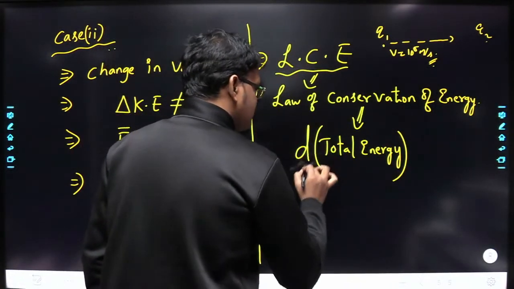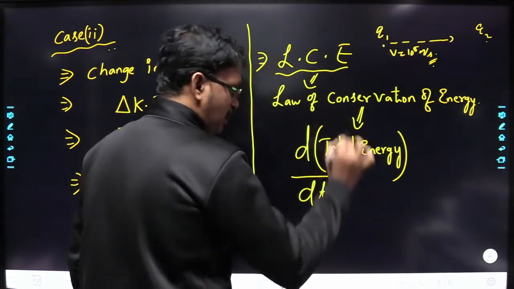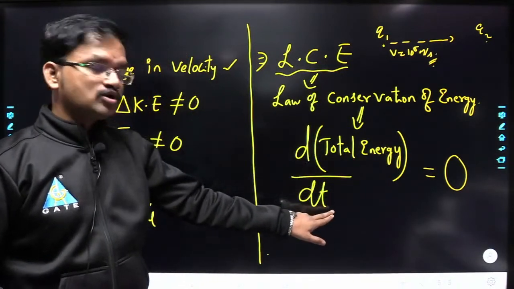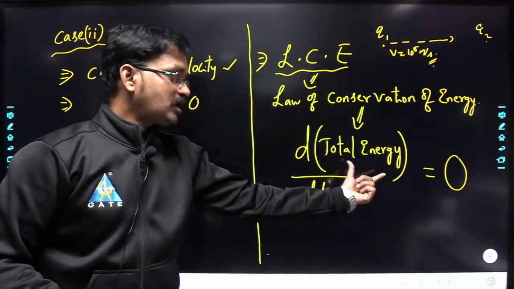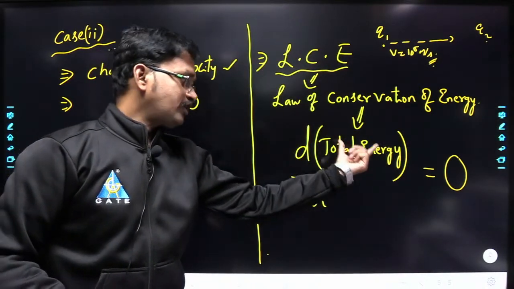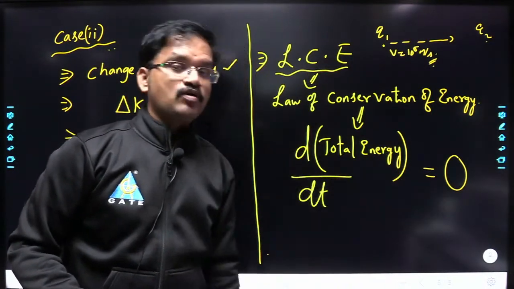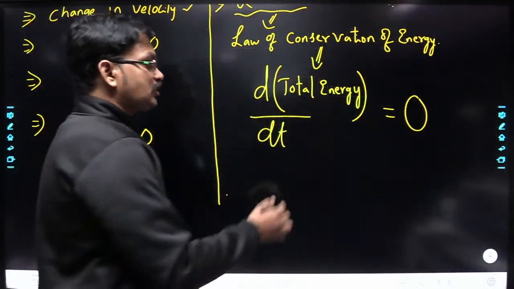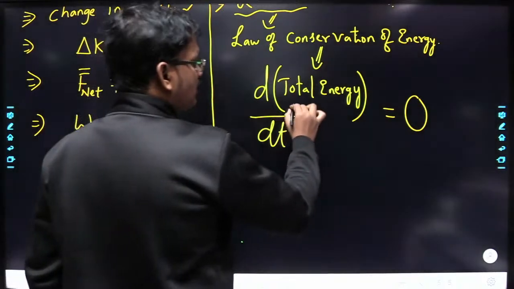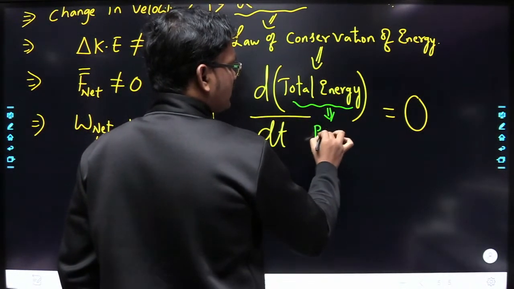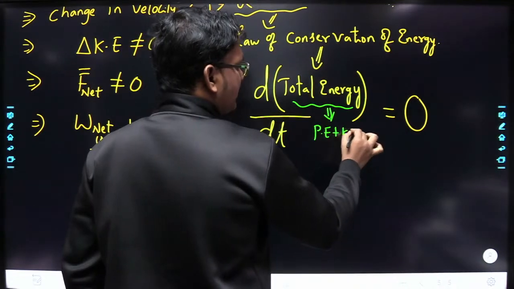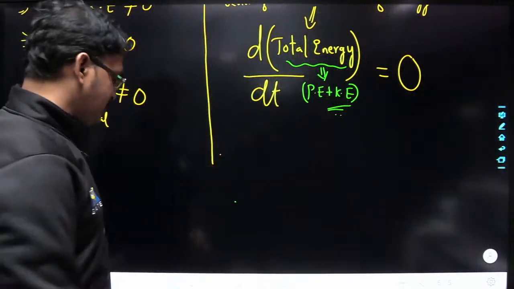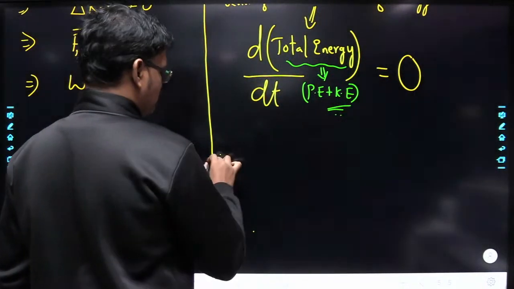So if I differentiate this with respect to time, I have to get this equal to 0, because the total energy should not change with respect to time. That means the total energy must be constant with respect to time. So if you differentiate total energy with respect to time, it must be equal to 0. Understood? This is called the law of conservation of energy. Now here the total energy will be in the form of potential energy and kinetic energy, yes or no?